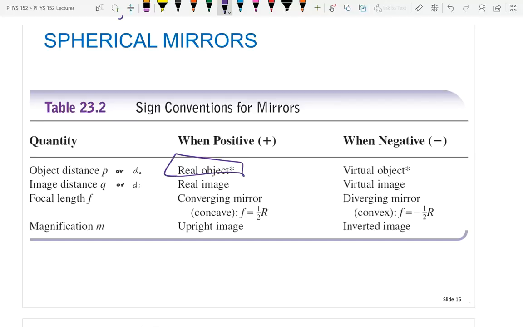So if you have a real object, it's going to be a positive object distance. And as long as you only have one lens or one mirror, it's always going to be a positive object distance. There's no other way around it. If you have two lenses, you can have a negative object distance. The image distance is once again positive if it's a real image. Based on the words I just said, what would a real image mean?